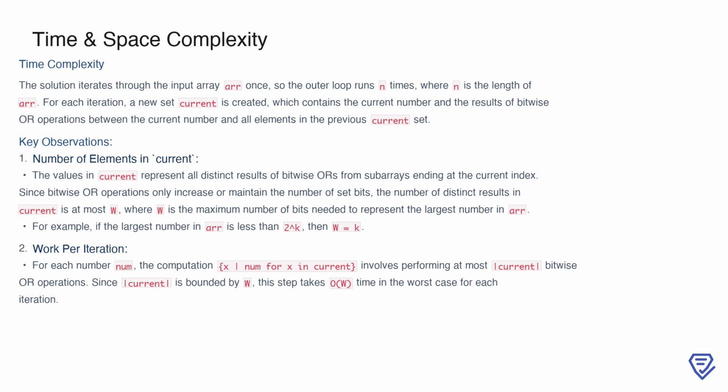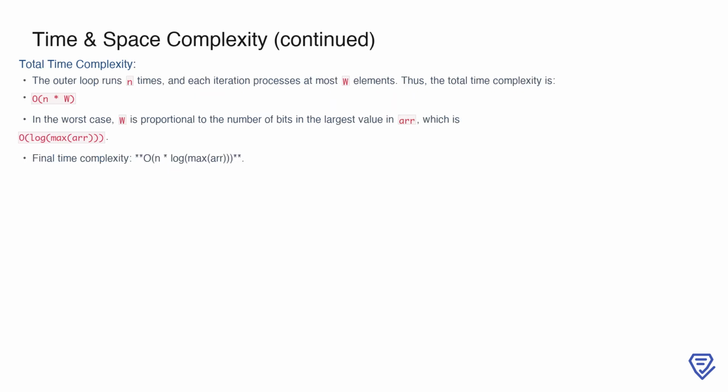Since the size of current is at most W, this step takes O(W) time in the worst case for each iteration. The total time complexity arises from the combination of the outer loop and the work done per iteration. The outer loop runs n times, and within each iteration, the algorithm processes at most W elements. This gives a total time complexity of O(n*W).